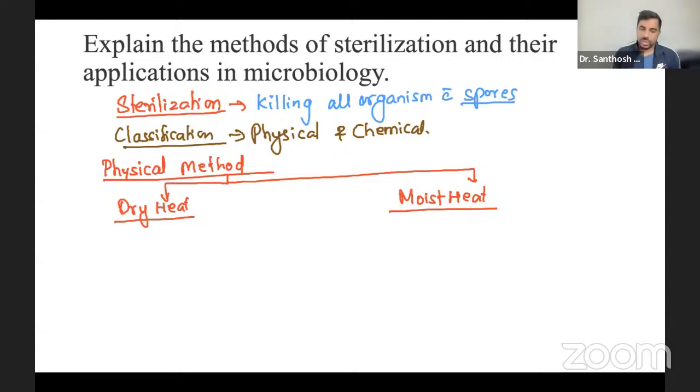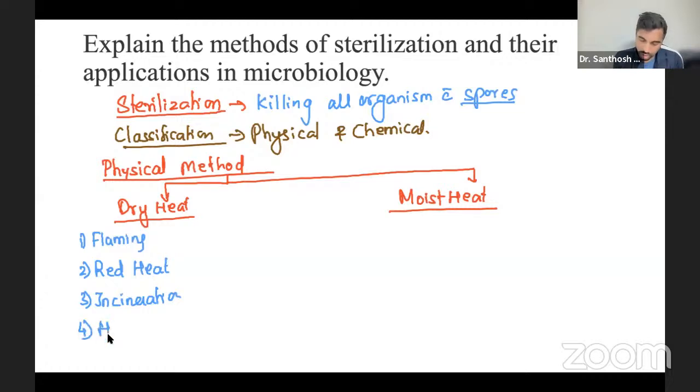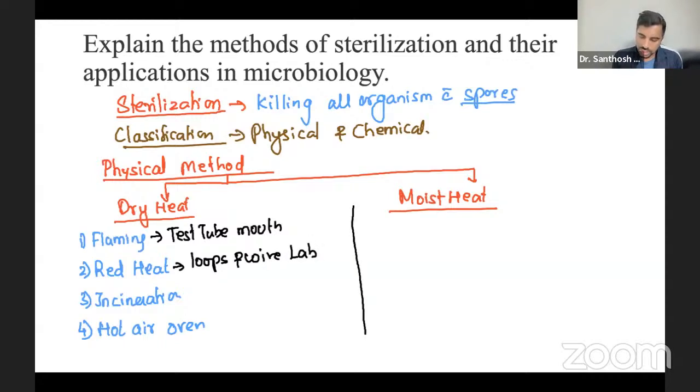When you talk about dry heat, what are the things you should know? Number one, flaming. Number two, red heat. Number three, incineration. And the other one is the hot air oven. Now you have to explain each thing. Flaming is for test tubes, for sterilizing the mouth of the test tubes you're using in the lab. Red heat is basically for loops and wires used in the lab. And incineration is basically to burn biomedical waste, the yellow bag waste. Hot air oven we will talk about in a while; it can be a short note also. In moist heat, we'll go to the next page.